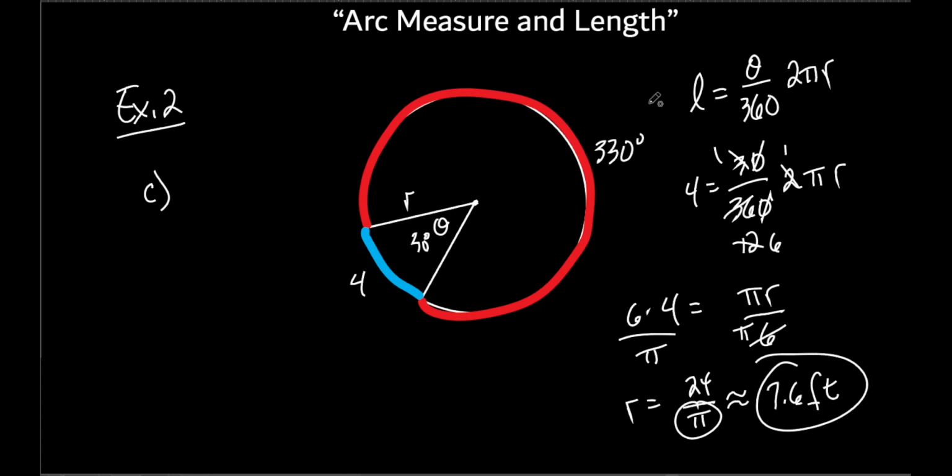The key to that was to understand that formula right there. So what did we do? We actually solved for 3 variables, right? We had 3 examples. In one example, we found the length of the arc. In one example, we found the angle. And in the one we just did, we found the radius. So you should be able to solve for any of those 3, given that you know the other 2. Yes? All right, good. Let's move on.